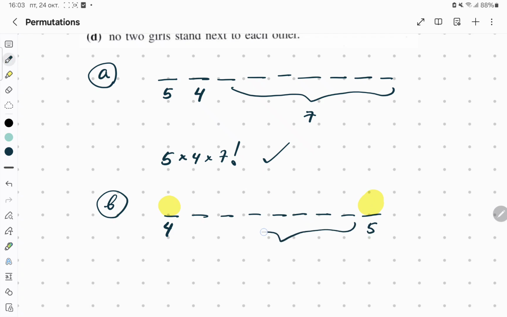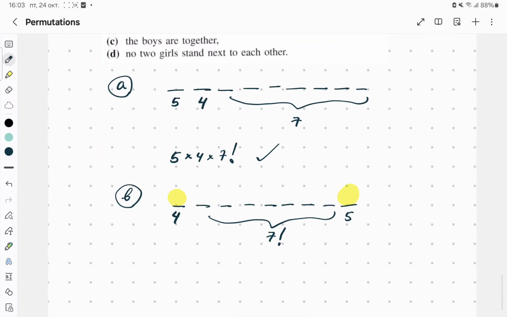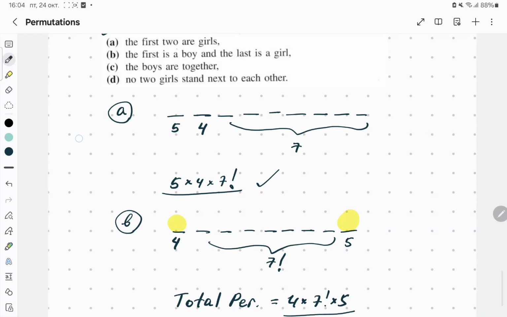And it means that we have 7 remaining, and it doesn't say that it is somehow restricted or that they're sitting according to some rule. It means that we can write it as simply 7 factorial. So the total number of permutations here equals 4 times 7 factorial times 5. Yeah, it's actually the same as in part A, as you noticed, but it does matter. The matter is that we answered the question correctly.